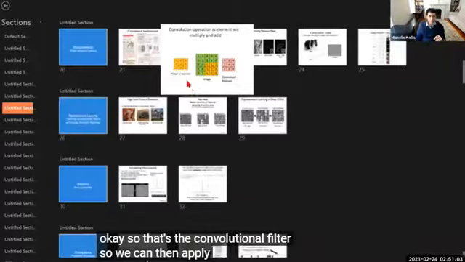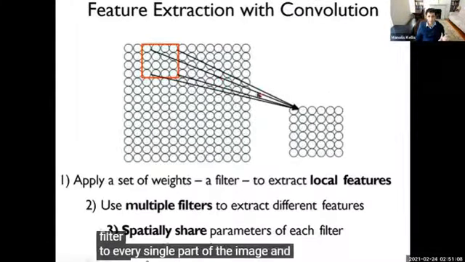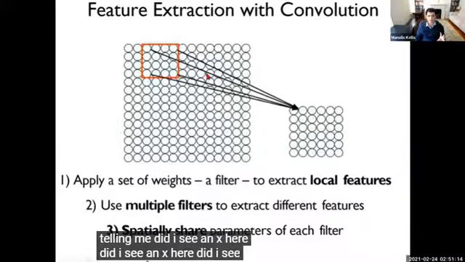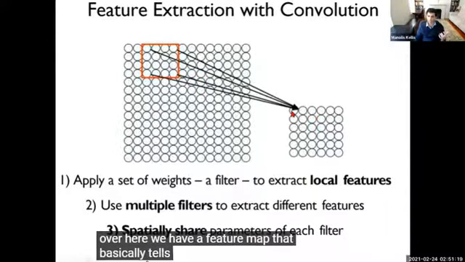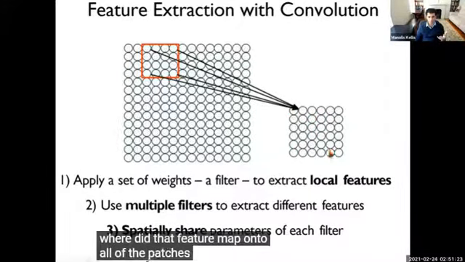So we can then apply that convolutional filter to every single part of the image, and that's effectively doing feature extraction. It's basically telling me, did I see an X here? Did I see an X here? Did I see an X here? And over here, we have a feature map that basically tells us where did that feature map onto all of the patches of the image.